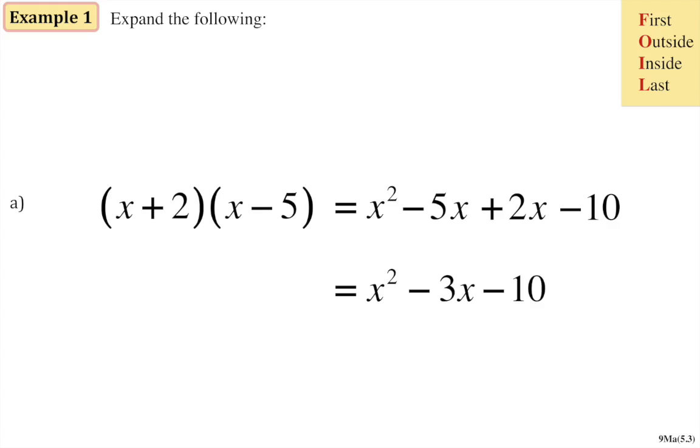So remember, the first terms, the outside terms get multiplied together, the inside terms get multiplied together, and the last terms get multiplied together. And there's a pattern there if you watch it.